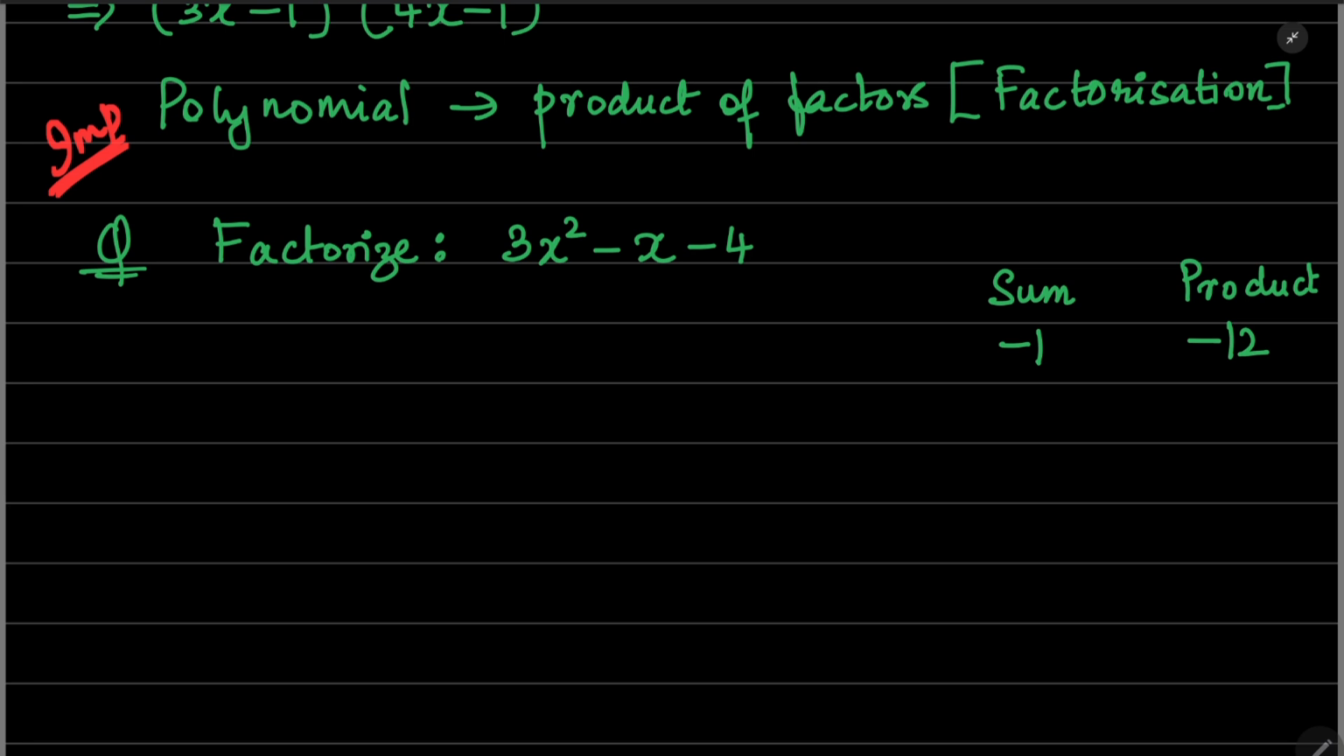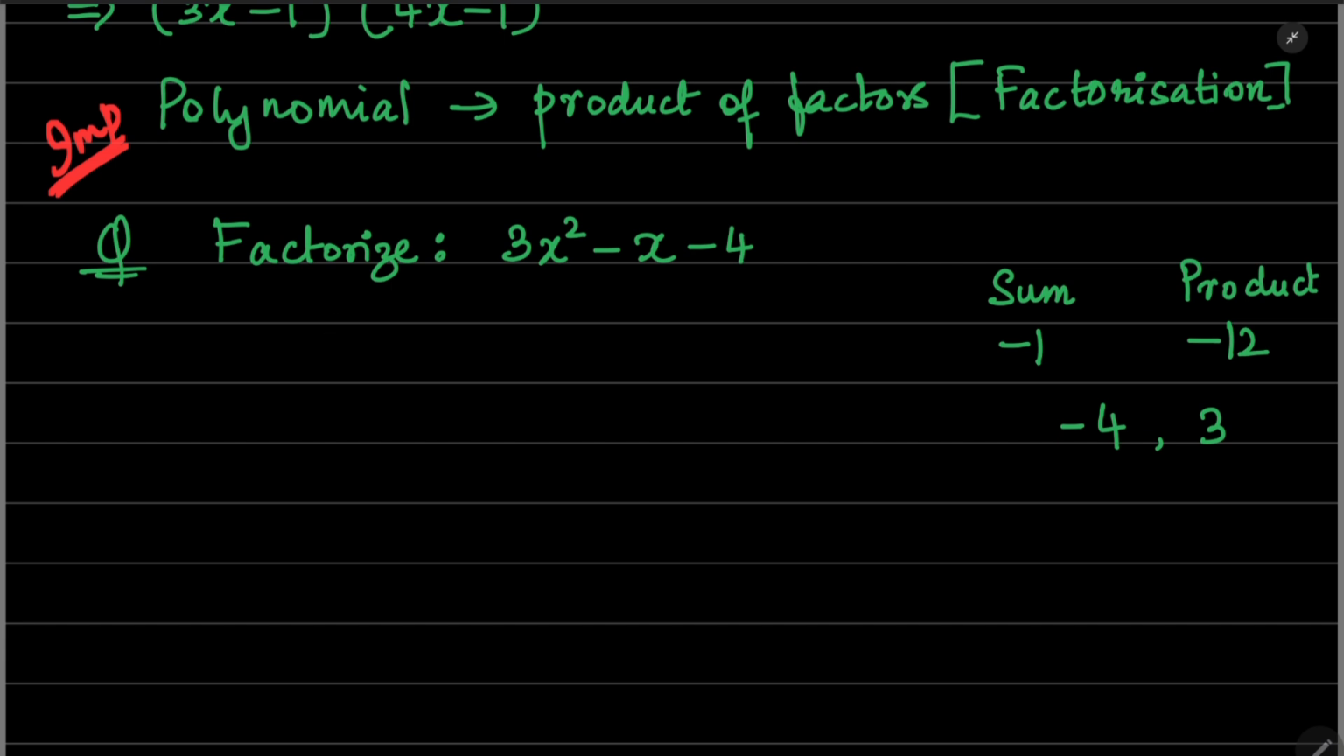So you have to find two numbers which when added will give you minus 1 and whose product will be minus 12. So immediately you can write 4 and 3. 4 threes are 12. But if you add a minus sign to the 4, minus 4 into 3 is minus 12, and minus 4 plus 3 is minus 1. So we have got the two factors.